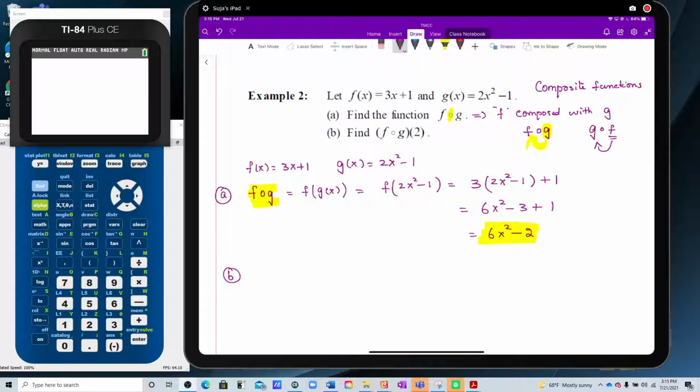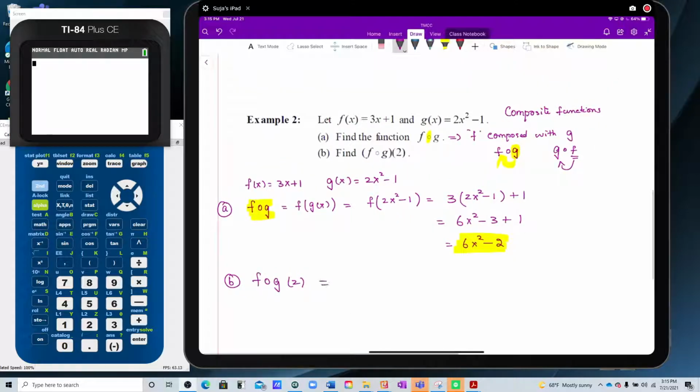One is, since it's asking me to find the value of f composed with g of 2, and since I already know f composed with g is 6x squared minus 2, I can go ahead and plug in the 2 here and simplify it. So it's 6 times 2 squared, which is 4, minus 2. 4 times 6 is 24 minus 2, which would be 22. So this is one way of doing the problem.